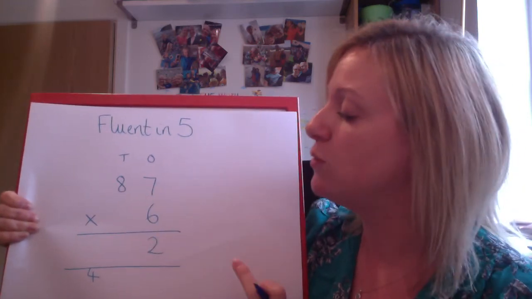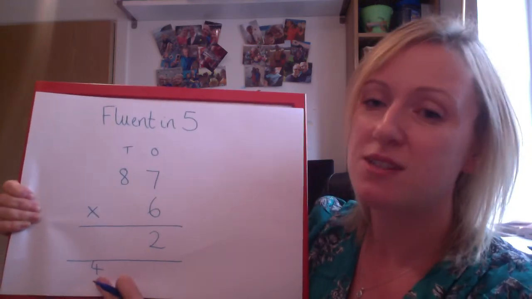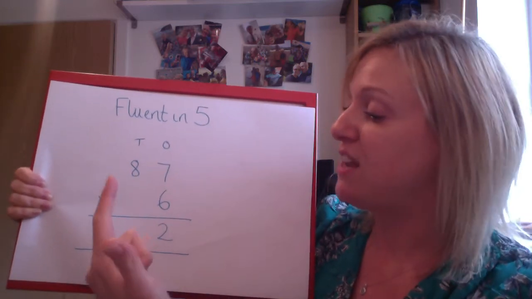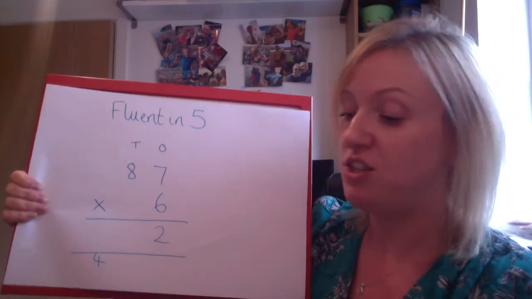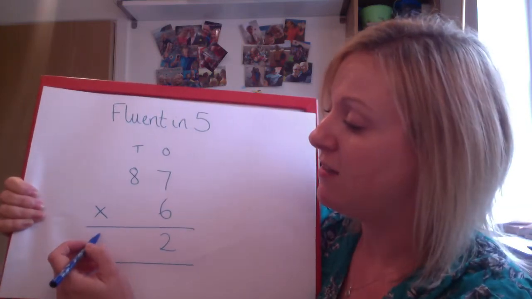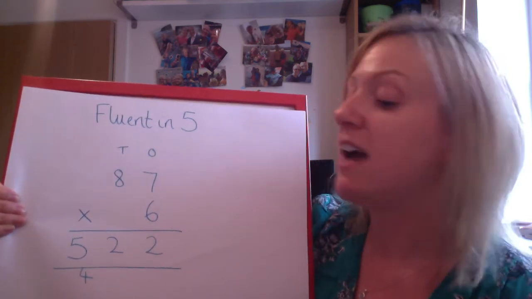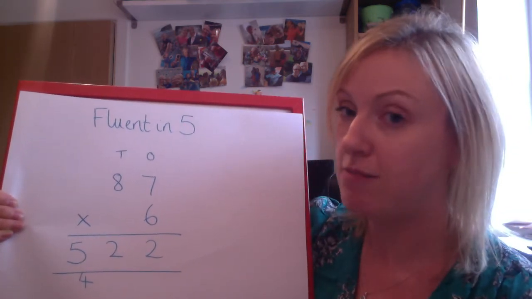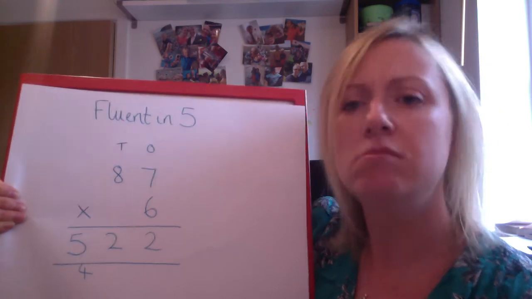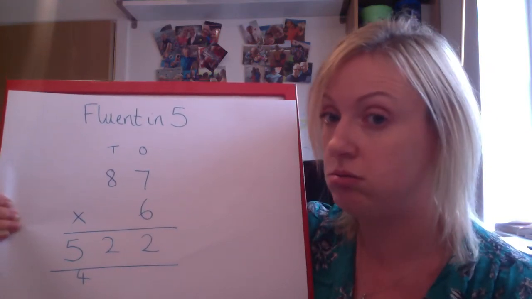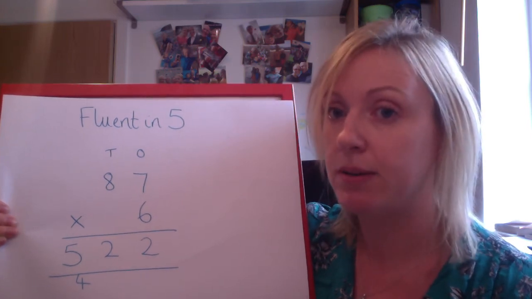6 times 8 is 48, but I need to add 4 to that for my answer. 48, 49, 50, 51, 52. So my answer here, I'm going to pop in 52, is 522. Okay. Some people might be like, yeah, I'm with that. I get that. And there might be other people out there thinking, I almost don't know what just happened.